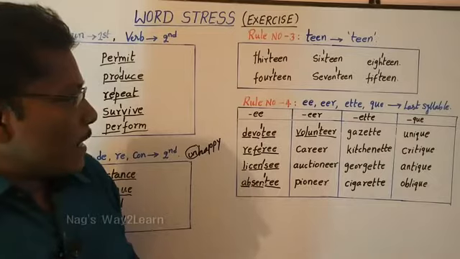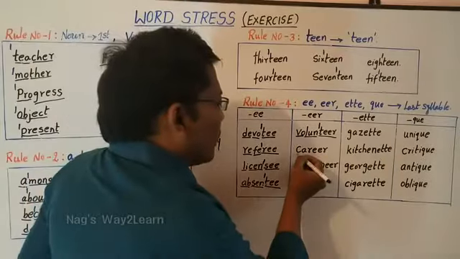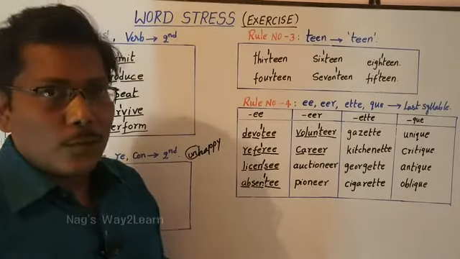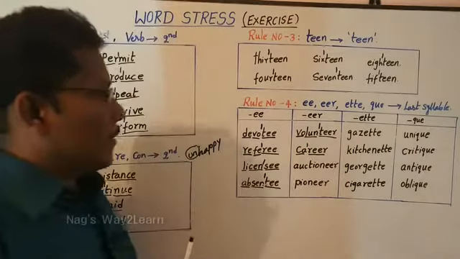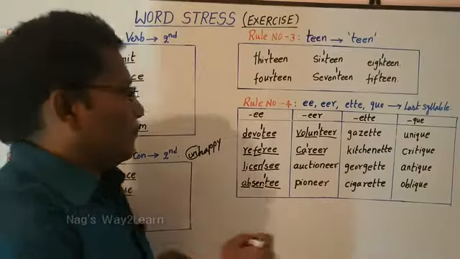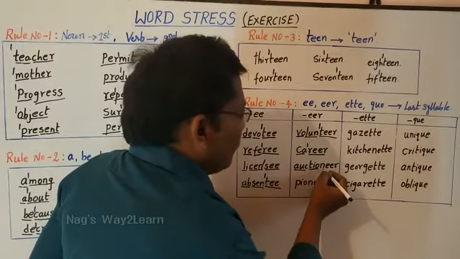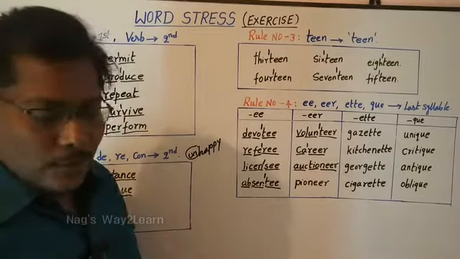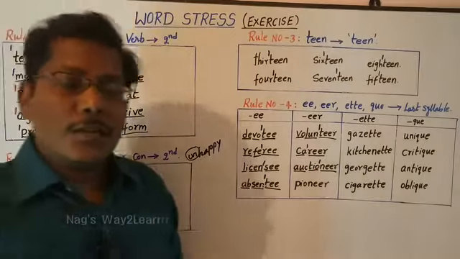Okay, next, career. Eer is there, so you put the stress on the last syllable, reer, career. Okay, the next one is auctioneer. There are 3 syllables. So you put the stress on the last syllable, neer, auctioneer.